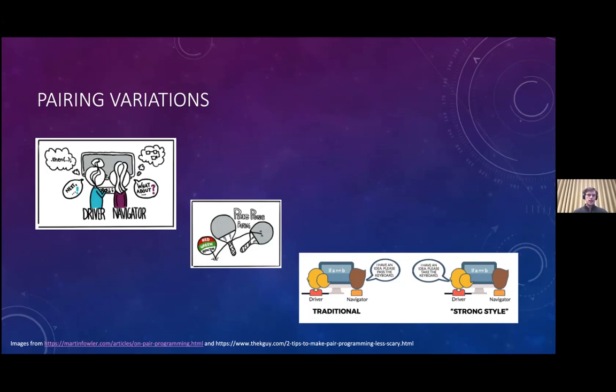That's the idea. But one of the things we can already see here is that even these 2 images of traditional driver navigator pair programming have slightly different views. In this image, we can see 2 people at the same keyboard equally working on it, whereas on this one, in the traditional view, one person has the keyboard and the other person doesn't. And I'd say there's a lot of variation in how people see or do pairing in practice.